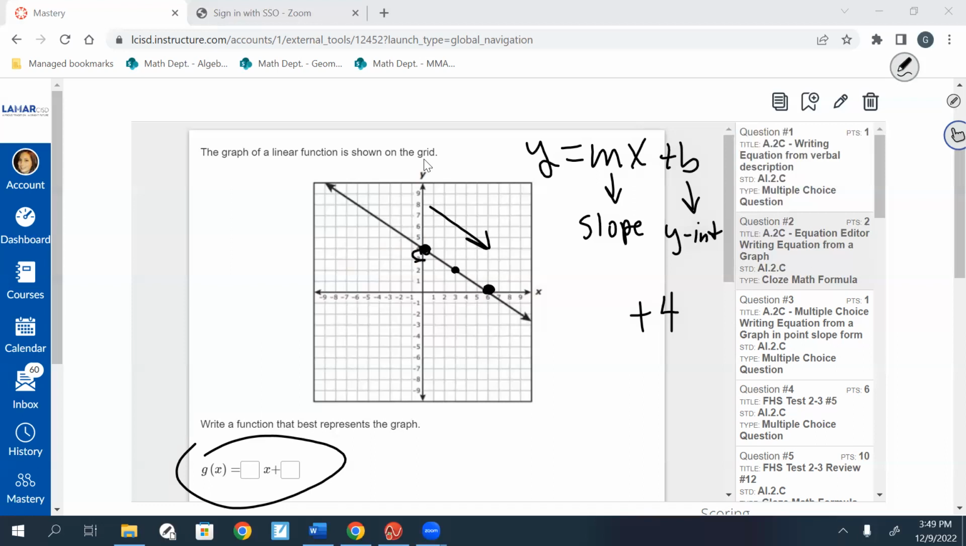So we go down 1, 2, 3, 4. So we went down 4, and then we go over 1, 2, 3, 4, 5, 6. So 6 to the right. So always try to get your run, that horizontal part, to go to the right. And then your rise will tell you if it's positive or negative. So that 4 is down, so it's negative 4 over 6.